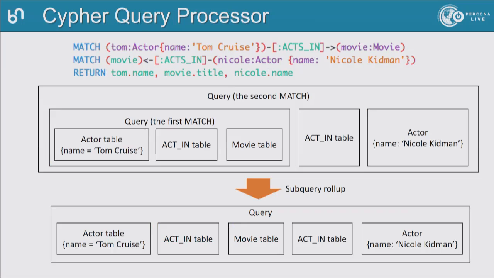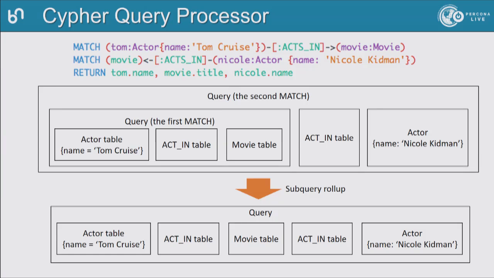Let's look at this example. This query is composed of three clauses, two match clauses and one return clause. So the first match clause is transformed into a query with three tables as an input. In this case, to process the first match clause, the actor table, the acts-in table, and the movie table will be joined in a single query structure. And this query structure becomes an input to the next query structure of the second match clause.